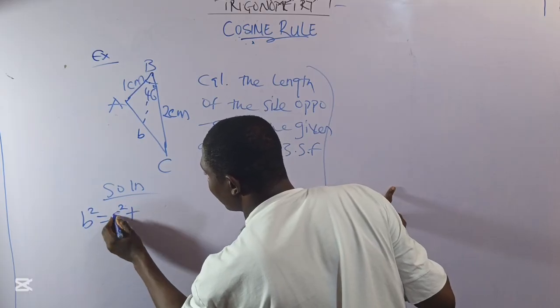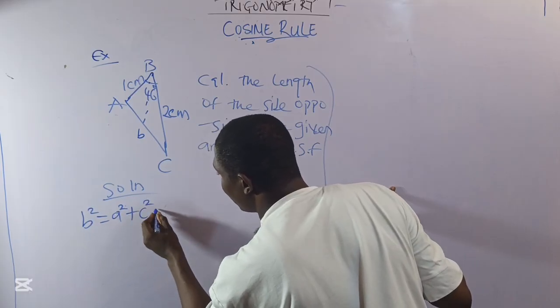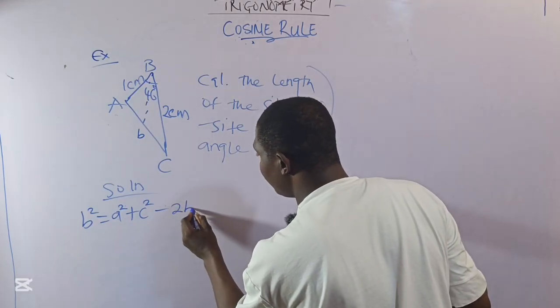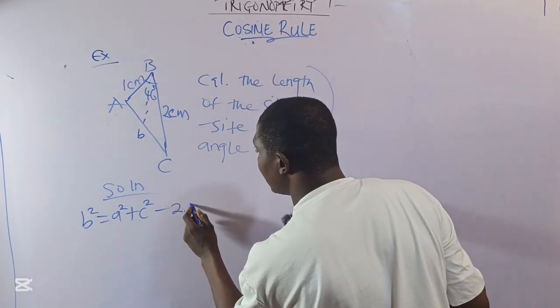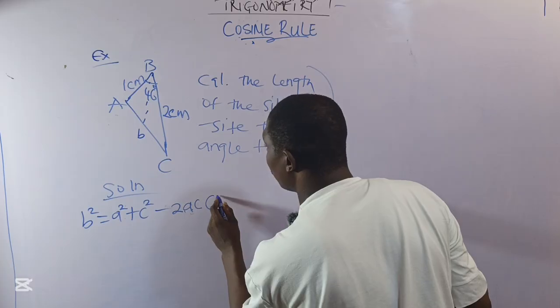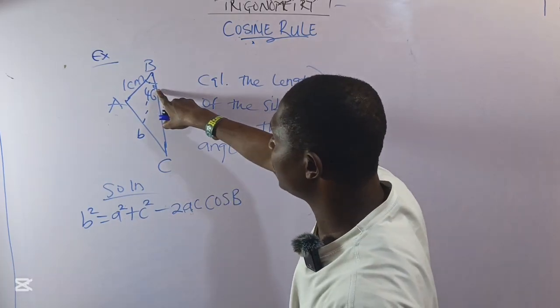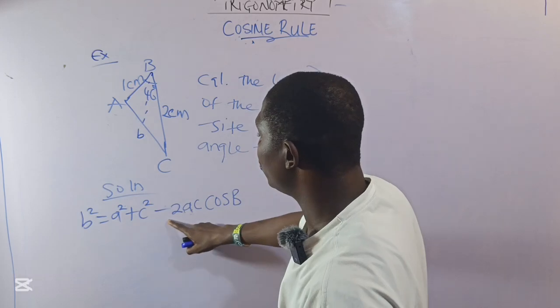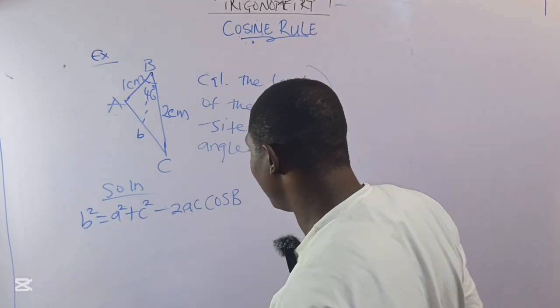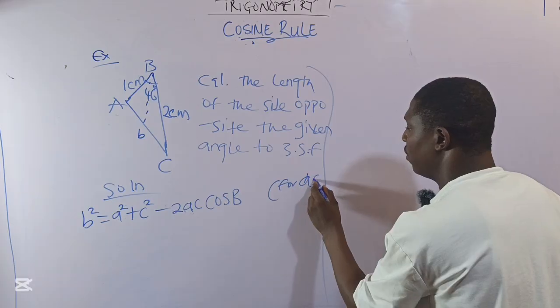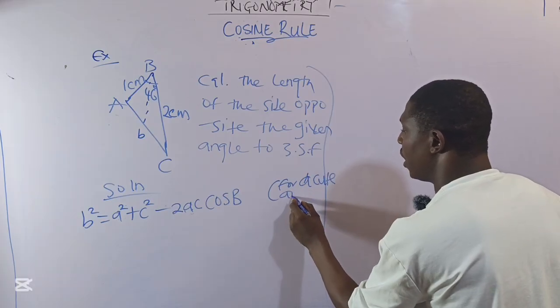Let me start with a square. b square equals a square plus c square minus 2ac cos capital B. Why? My angle is less than 90, so I use this formula for acute angles. Remember, for acute angles.